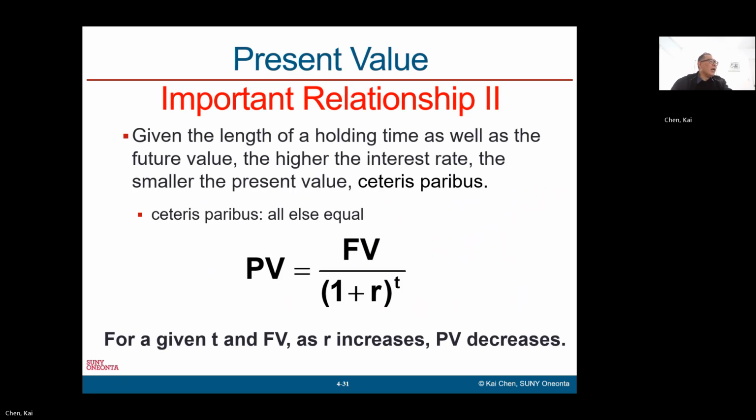And now let's look at relationship 2. Given the length of holding time as well as the future value, the higher the interest rate, the smaller the present value, with all other things being equal. Now let's look at the present value. If FV is fixed and t is fixed, when r increases, of course, 1 plus r increases, right? When 1 plus r increases, what would happen to the present value factor?